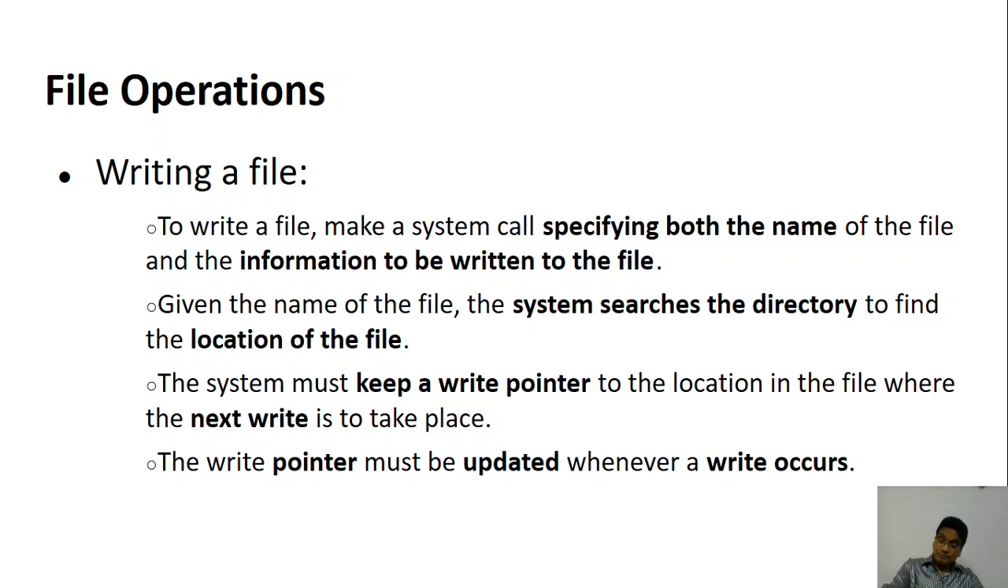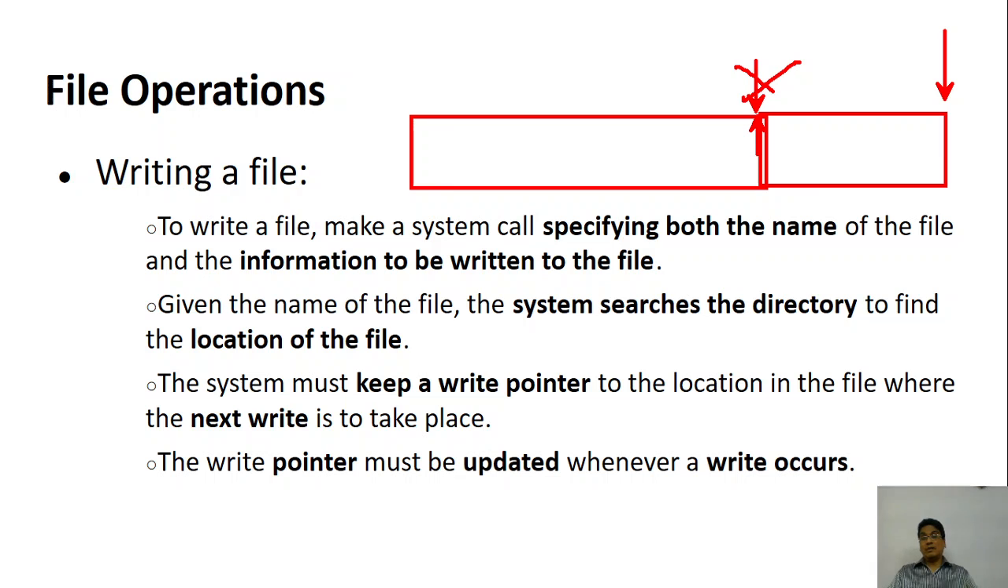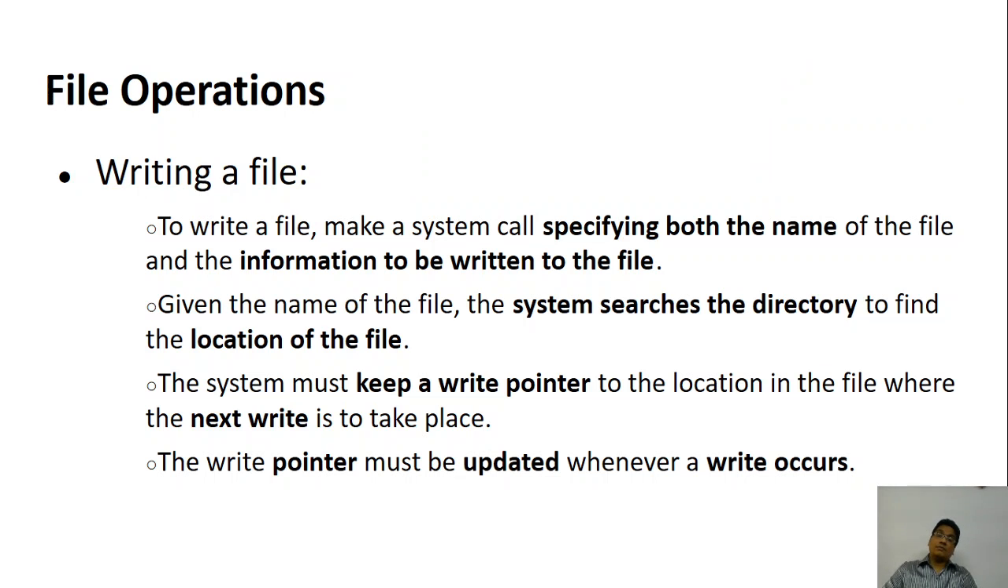In other words, if I have a file like this, there will be an internal pointer that says this is the end of the file. So if I add something additional, it will be added from this location, and this pointer will move and say that this is the end. So it's like an end marker. It will always mark where the end of the file is.